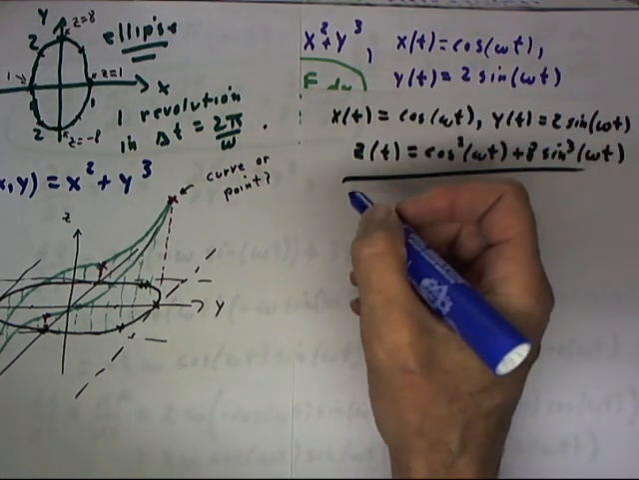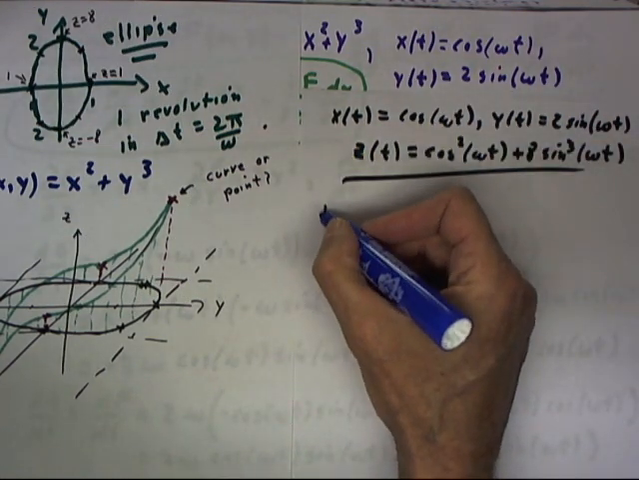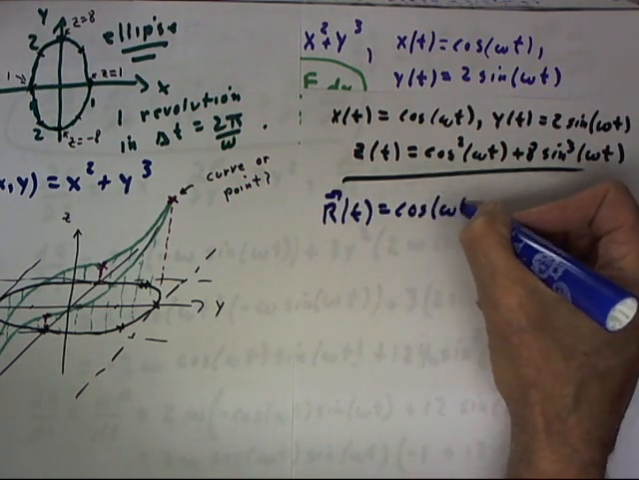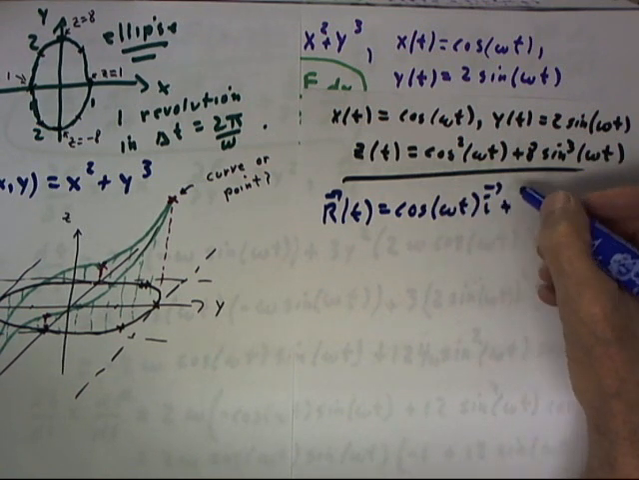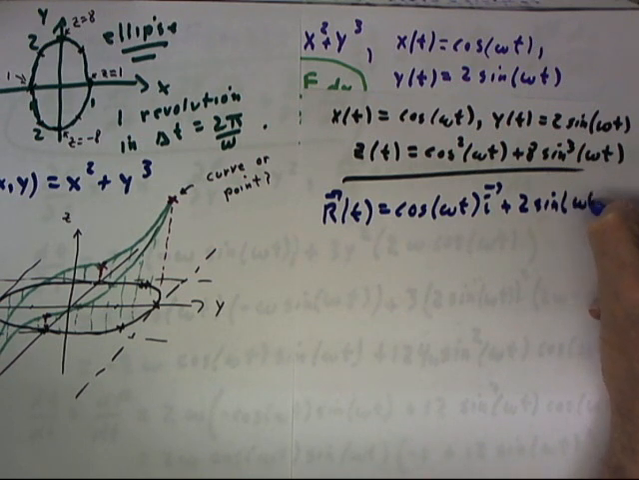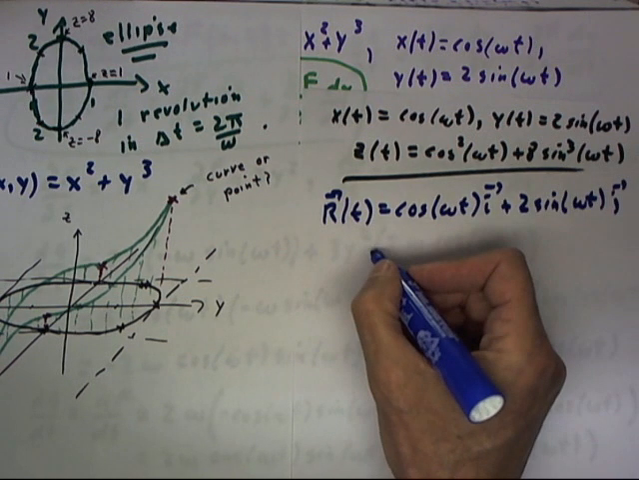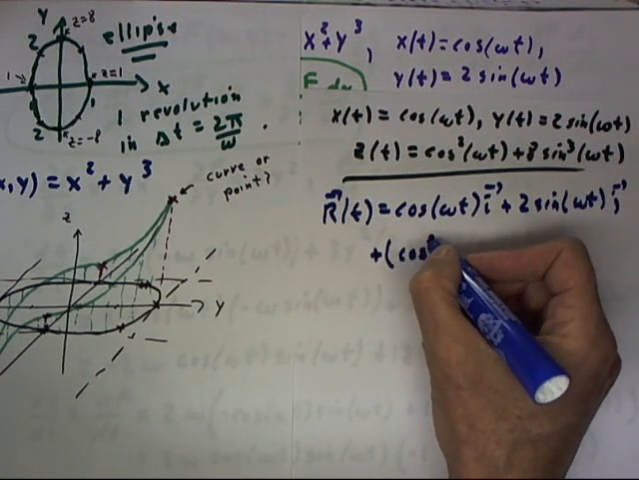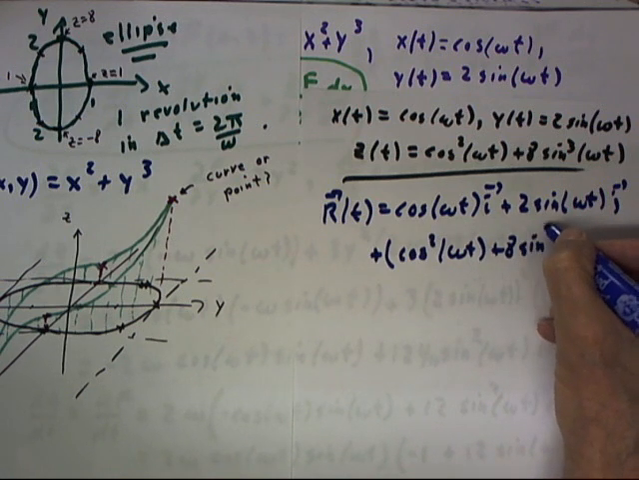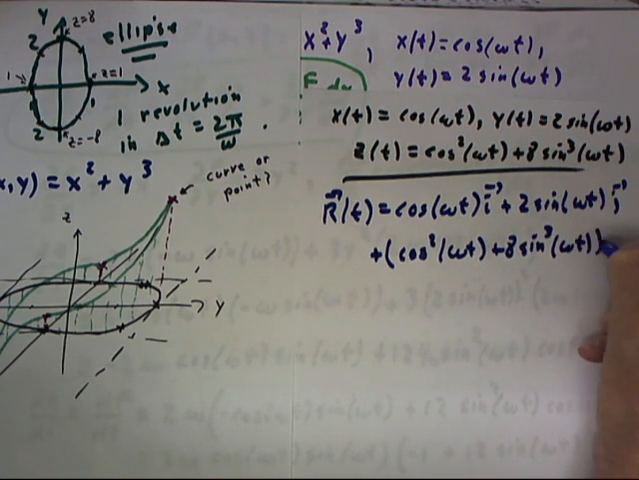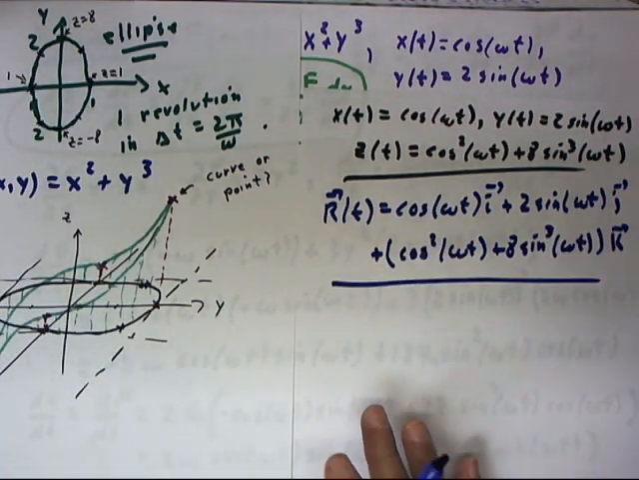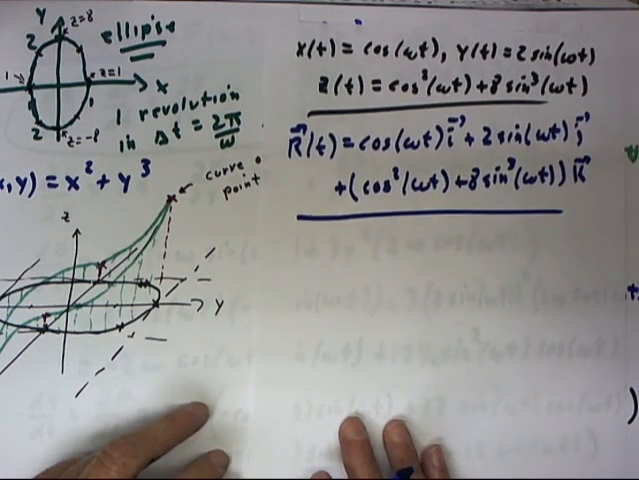Now you probably have an inkling of what's coming. I'm going to let r of t then equal cosine of omega t i plus 2 sine of omega t j plus cosine squared of omega t plus 8 sine cubed of omega t times k. Now I'm not really going to work out the curvature of this thing.